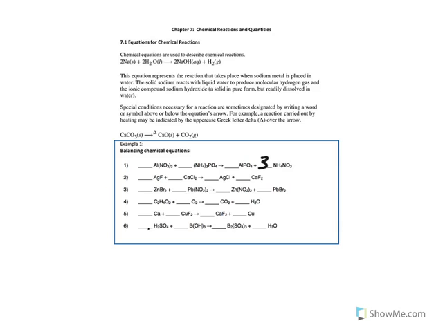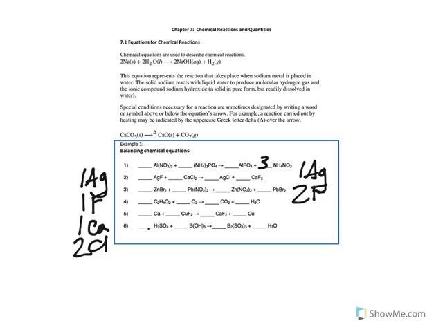On the next example, we have 1 silver on the left, 1 fluorine, 1 calcium, and 2 chlorine. On the right, we have 1 silver, 2 fluorine, 1 calcium, 1 chlorine. So as we can see, our silvers are balanced, our fluorines are not, our calciums are balanced, our chlorines are not. So it's fluorine and chlorine that we need to fix.